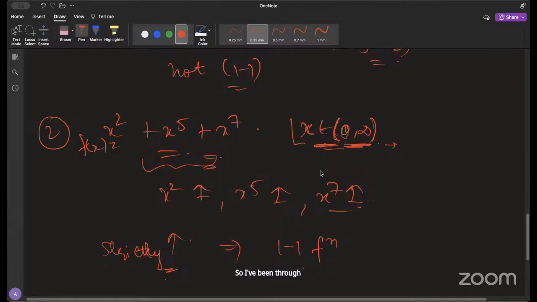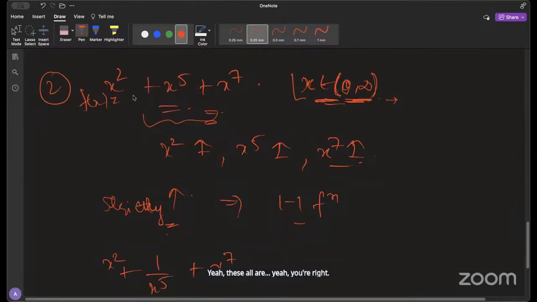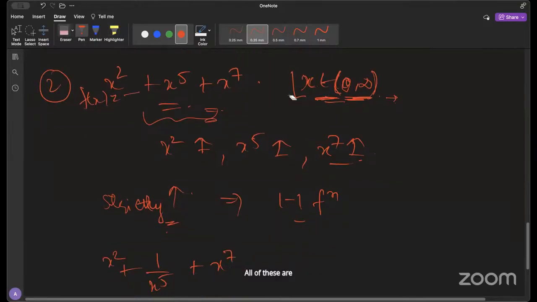Is that okay? So, ma'am, for x less than 1 and greater than 0, would x to the power 5 and x to the power 7 be decreasing functions? Yeah, these all are, you're right. All of these are, let's just take one here.